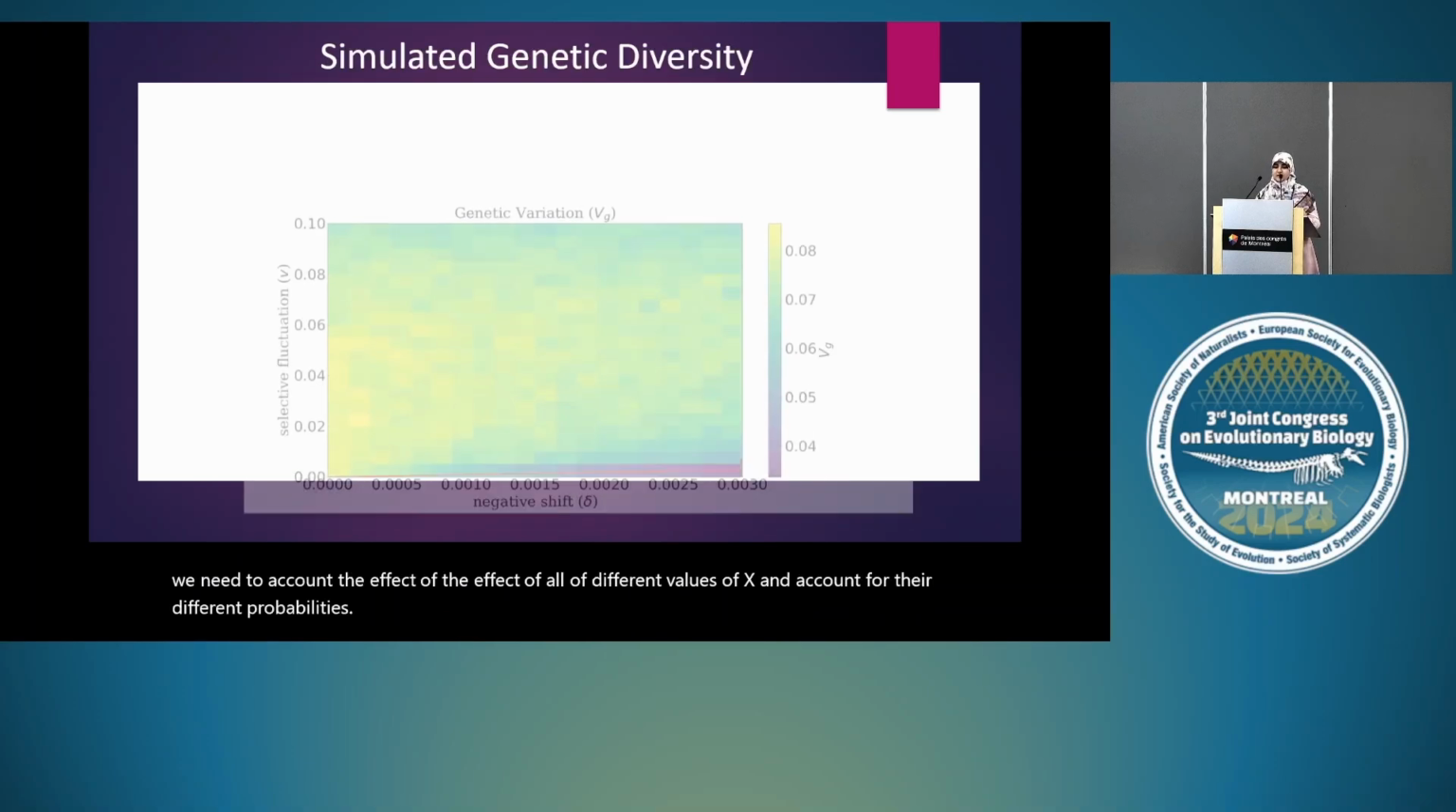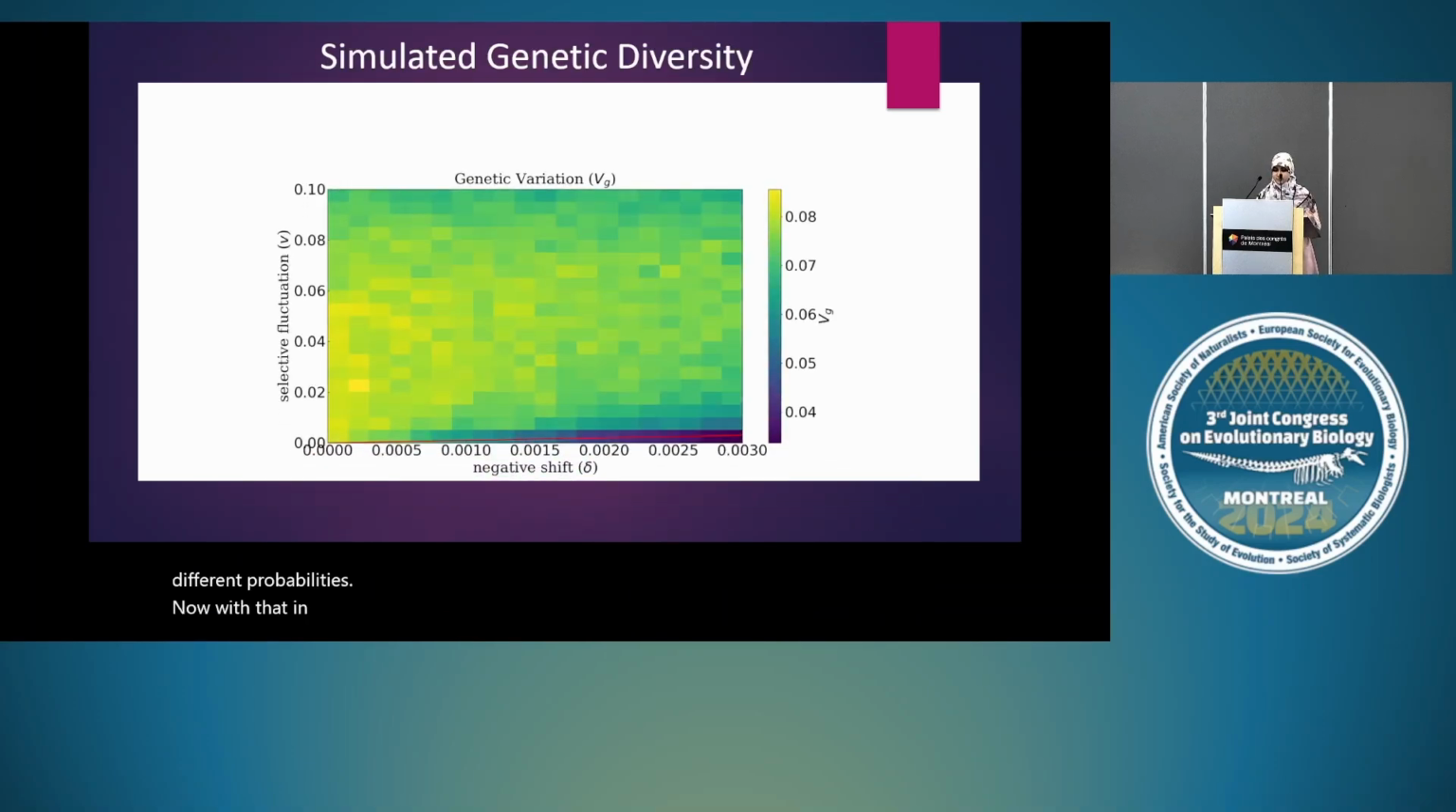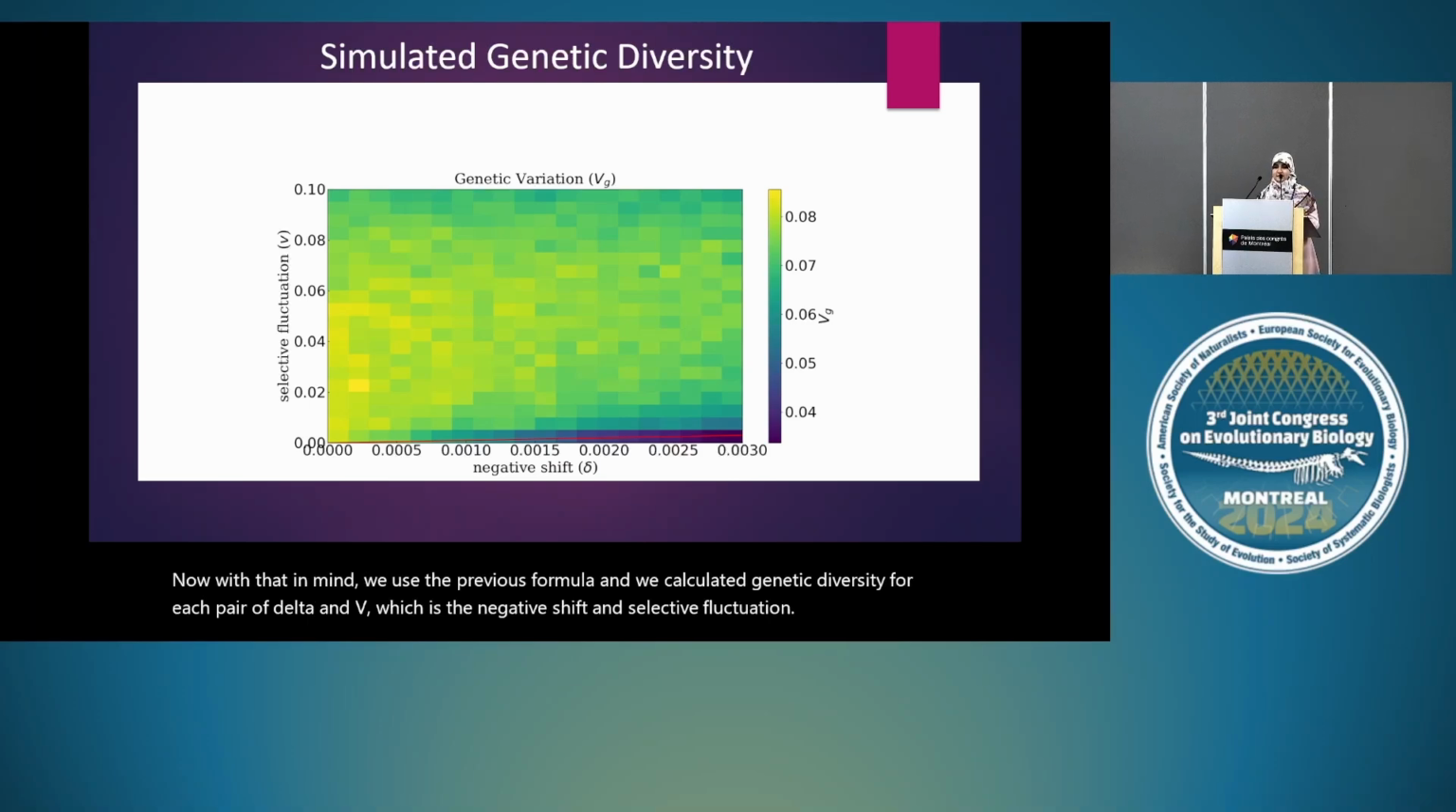Now, with that in mind, we used the previous formula and we calculated genetic diversity for each pair of delta and V, which is the negative shift and selective fluctuation, and this led us to this heat map. There's a lot to talk about in this heat map. However, I want to emphasize two important factors. The first one is, in the absence of selective fluctuation, meaning that when V is almost equal to 0, if I start increasing the negative shift delta, I can see a reduction in genetic variation.